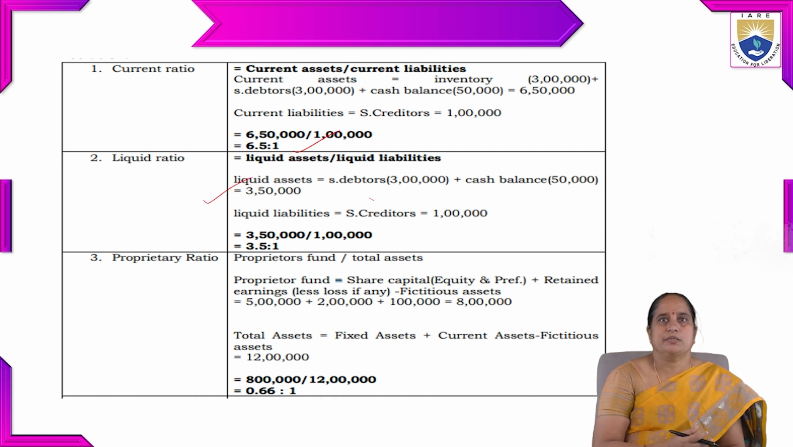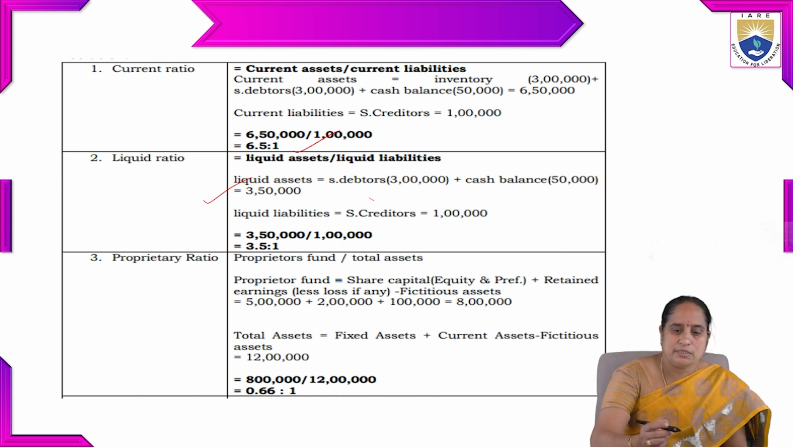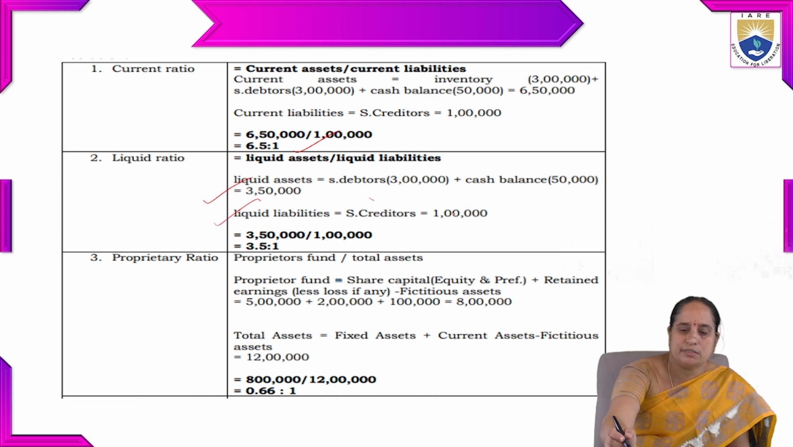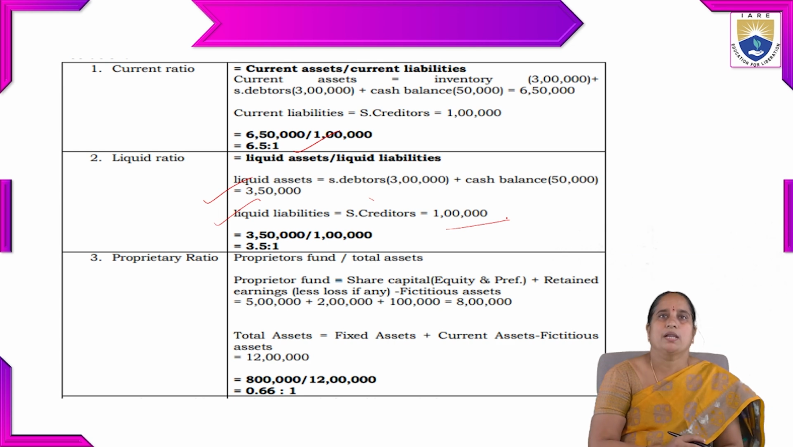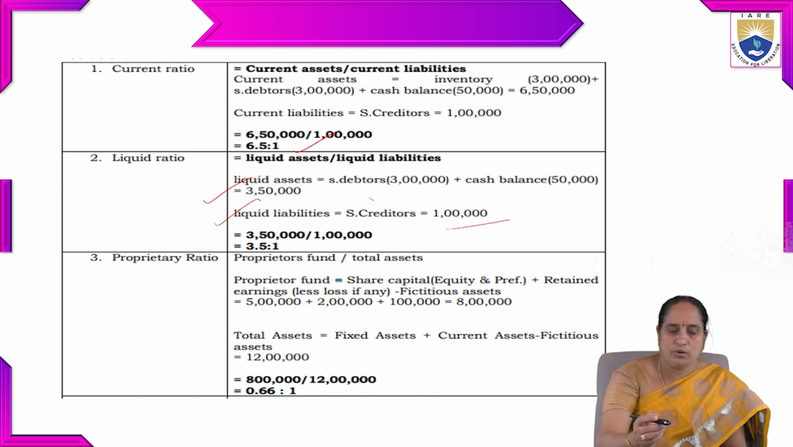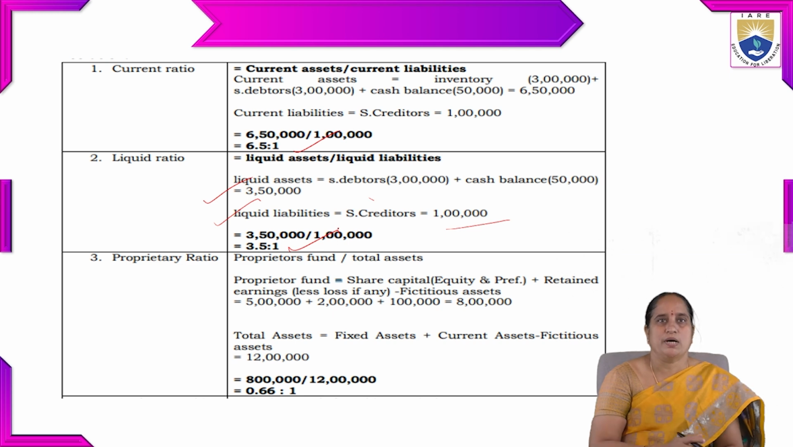Next, liquid liabilities. Sundry creditors alone are given, so we should consider it as liquid liabilities, which is equal to 1 lakh. So substitute in the given formula and we derived liquid ratio as 3.5 is to 1.